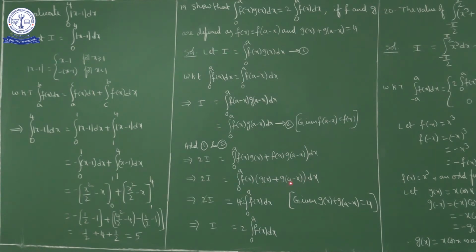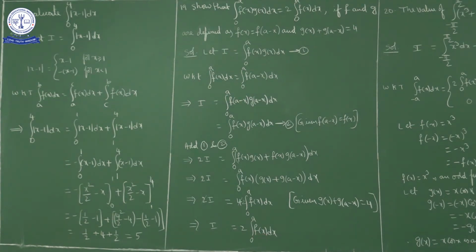Okay, but it is given in the question that g of x plus g of a minus x is equal to 4. So in this place if I write 4, what we have is 2I is equal to 4 times integral 0 to a f of x dx. 2 cancels on both sides, so we will get the final answer as I is equal to 2 times integral 0 to a f of x dx.